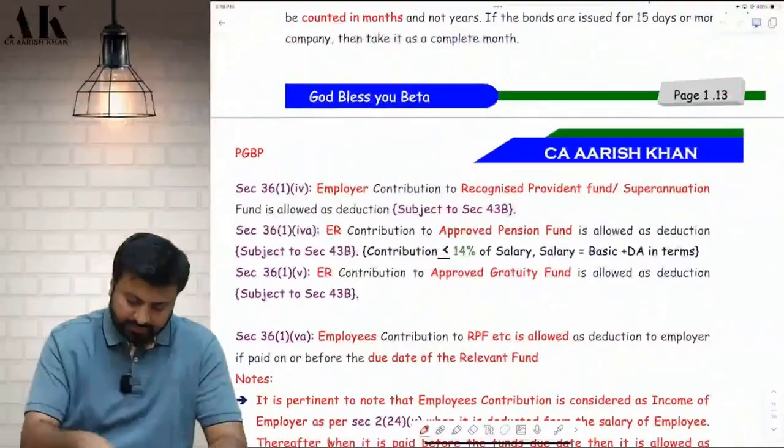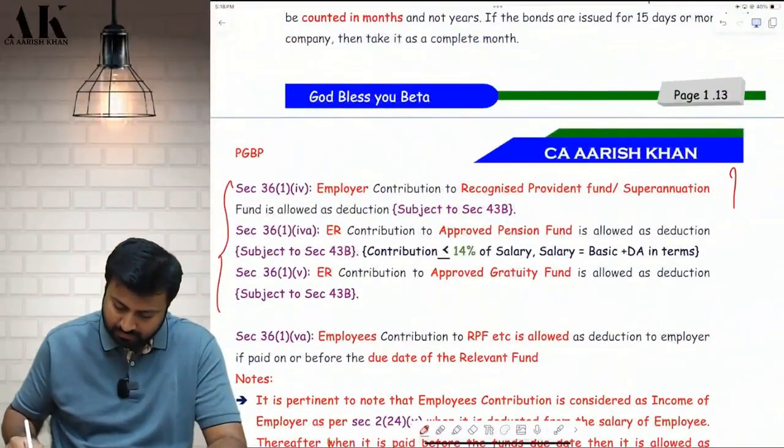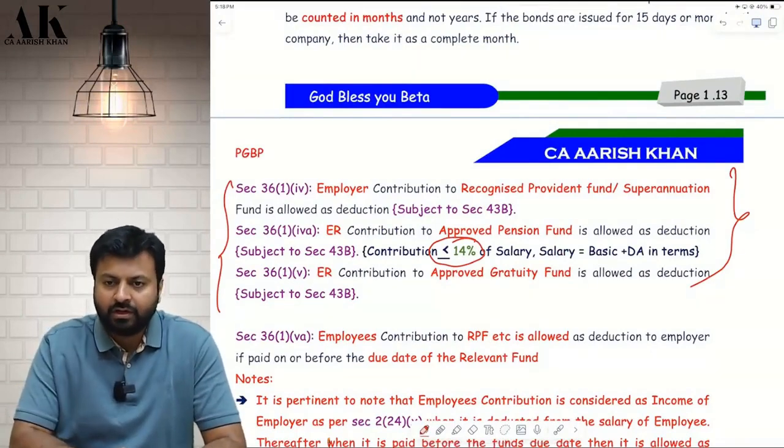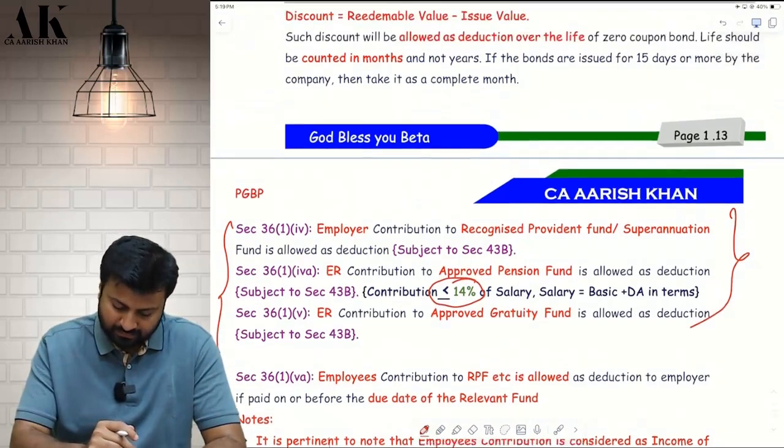So you can see these three deductions over here in your textbook. This is in green color, so you understood what it will mean to you. Green color means it's the latest amendment made by the Finance Act 2024. So check it please. Then I will go ahead.